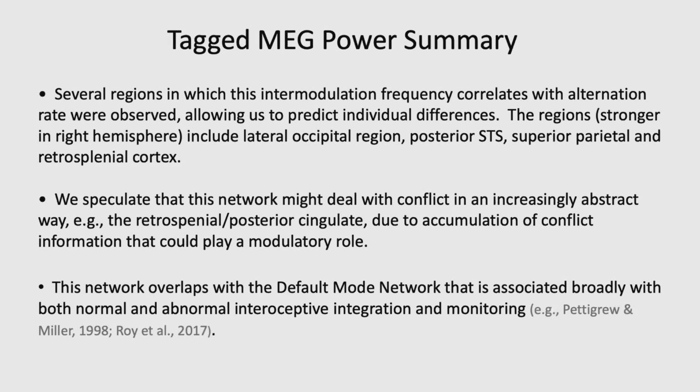Okay, so I think I already talked about different areas in that network in which we could predict rivalry rate based on that intermodulation frequency, and particularly with areas like the retrosplenial cortex showing up. It was kind of fun to speculate that this network might deal with conflict in an increasingly abstract way. And in general, this network also overlaps with the default mode network, which is associated broadly with both normal and abnormal interoceptive integration and monitoring.